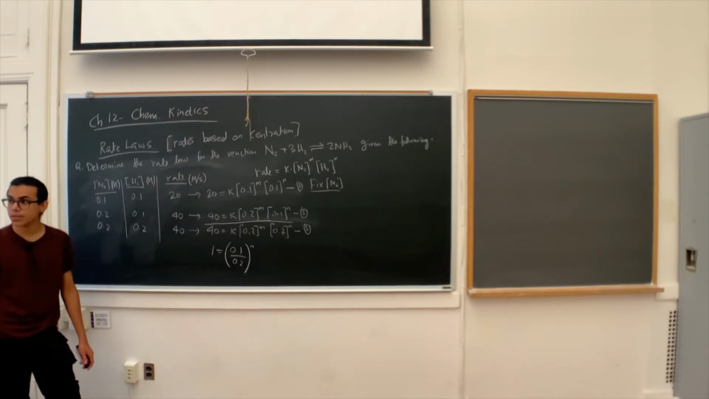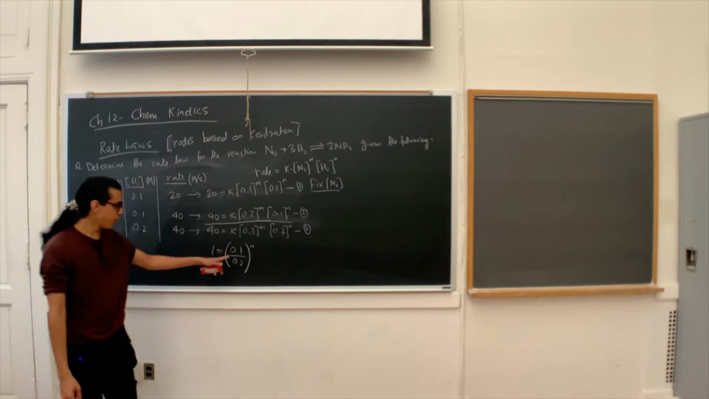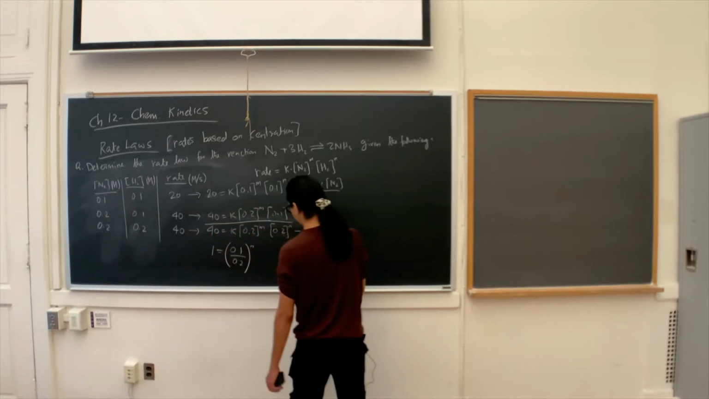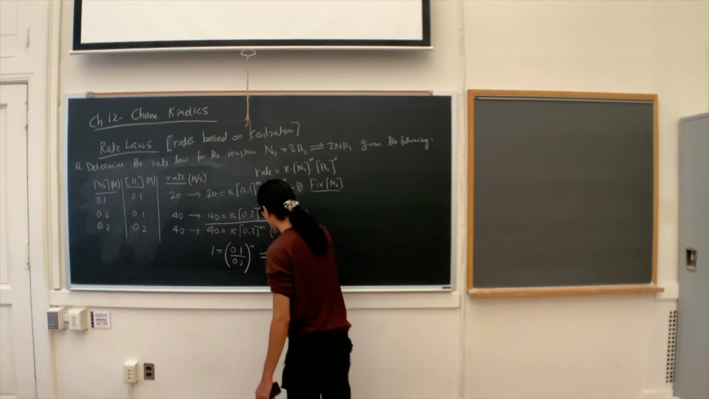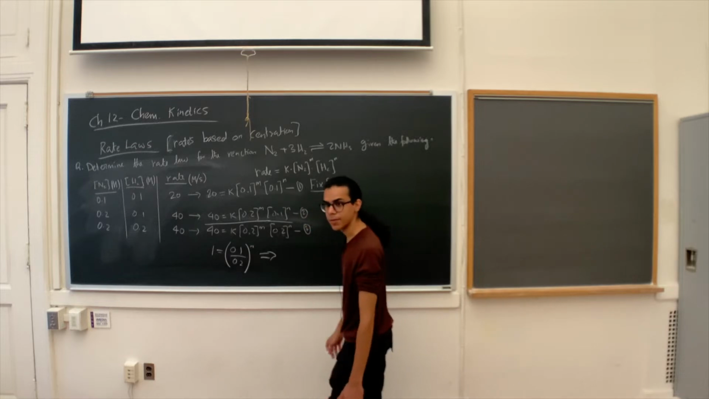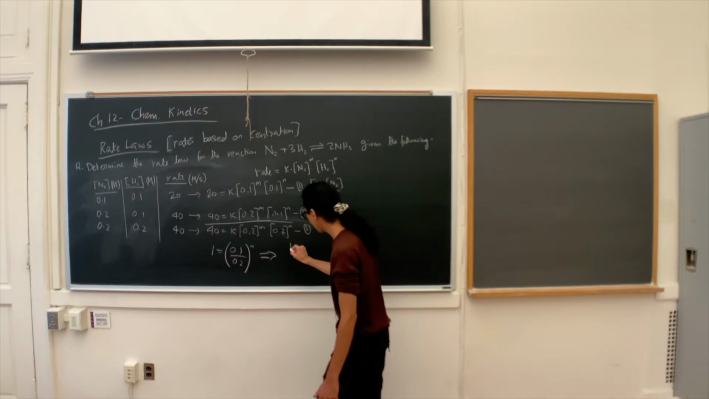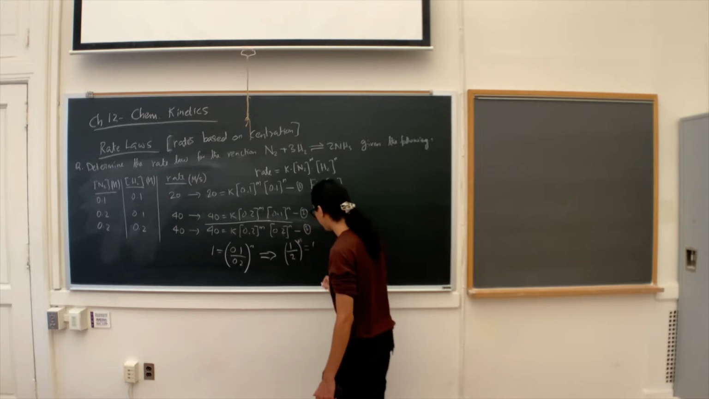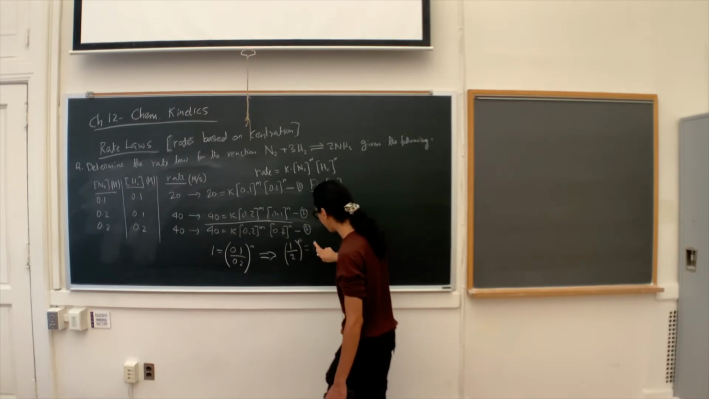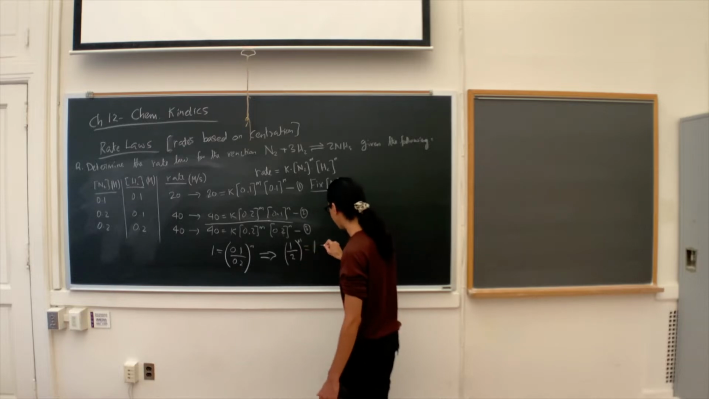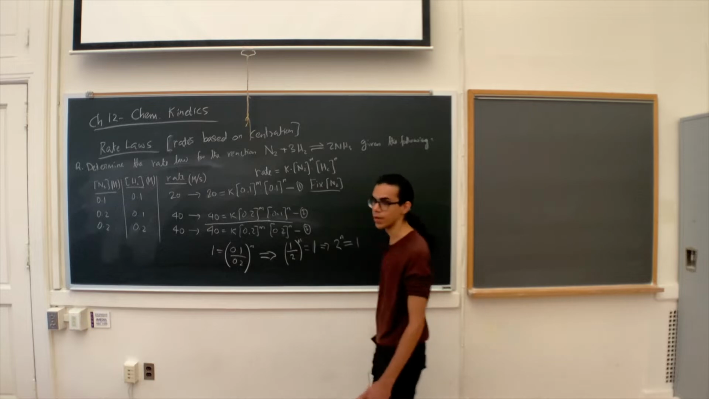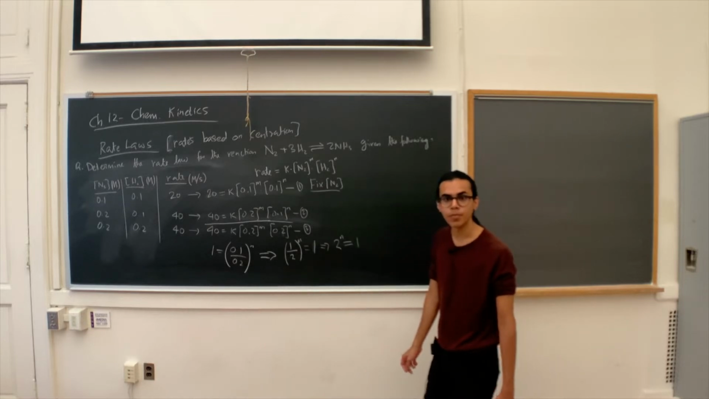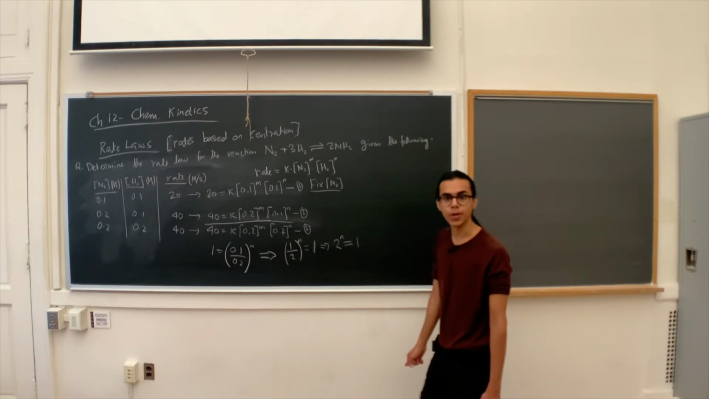And now all you have to do is solve for N. What's 0.1 over 0.2? It's 1/2, right? So 1/2 to the N equals 1. If I take the reciprocal of both sides, if I flip both sides, I get 2 to the power of N equals 1 again. Any questions so far?